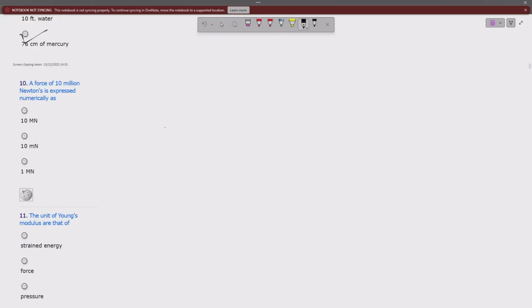Question 10. A force of 10 million newtons is expressed numerically. So we have 10 million newtons. A million is 6 zeros. So we have 10 times 10 raised to the power 6 newtons. 10 to the power 6 is mega newtons, so the answer is 10 mega newtons.